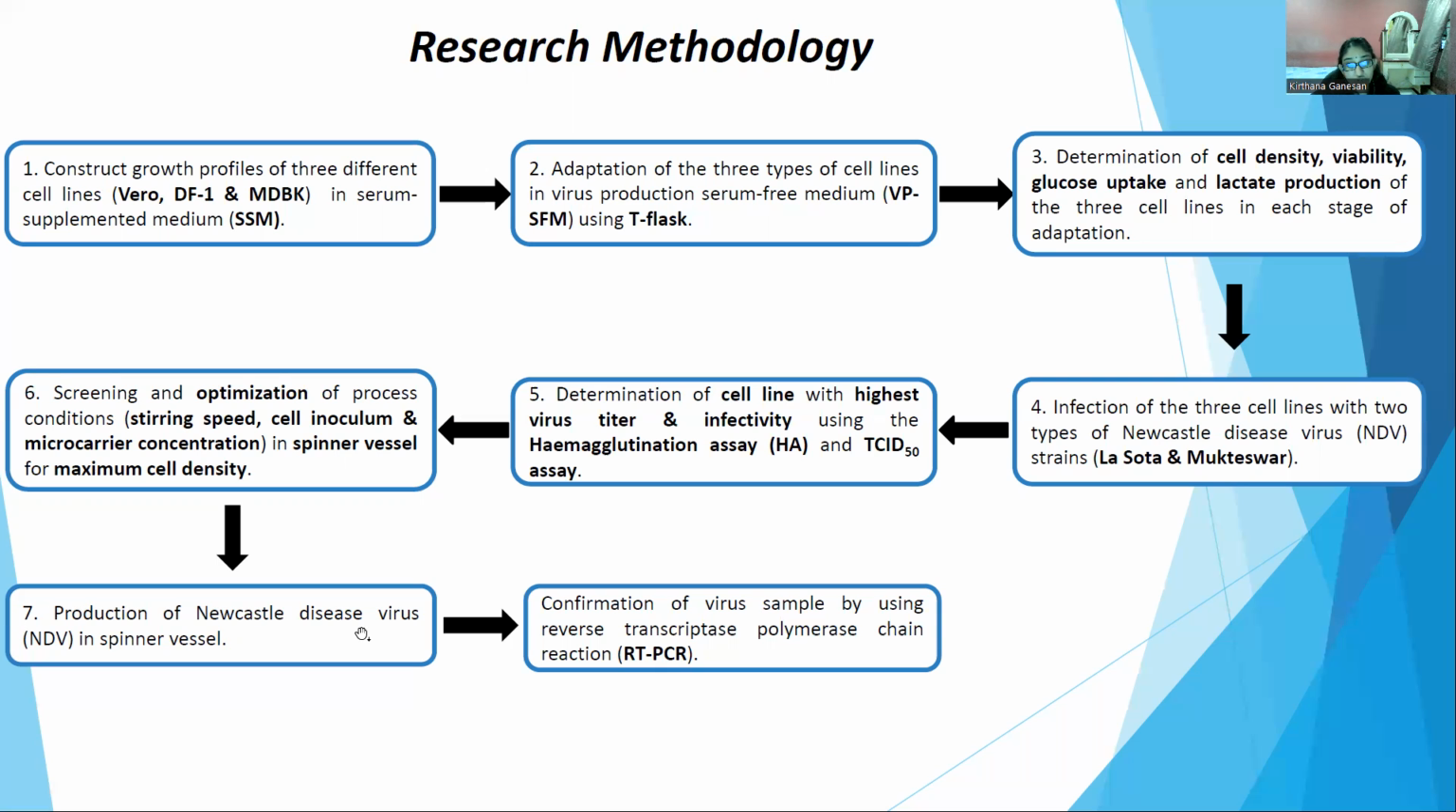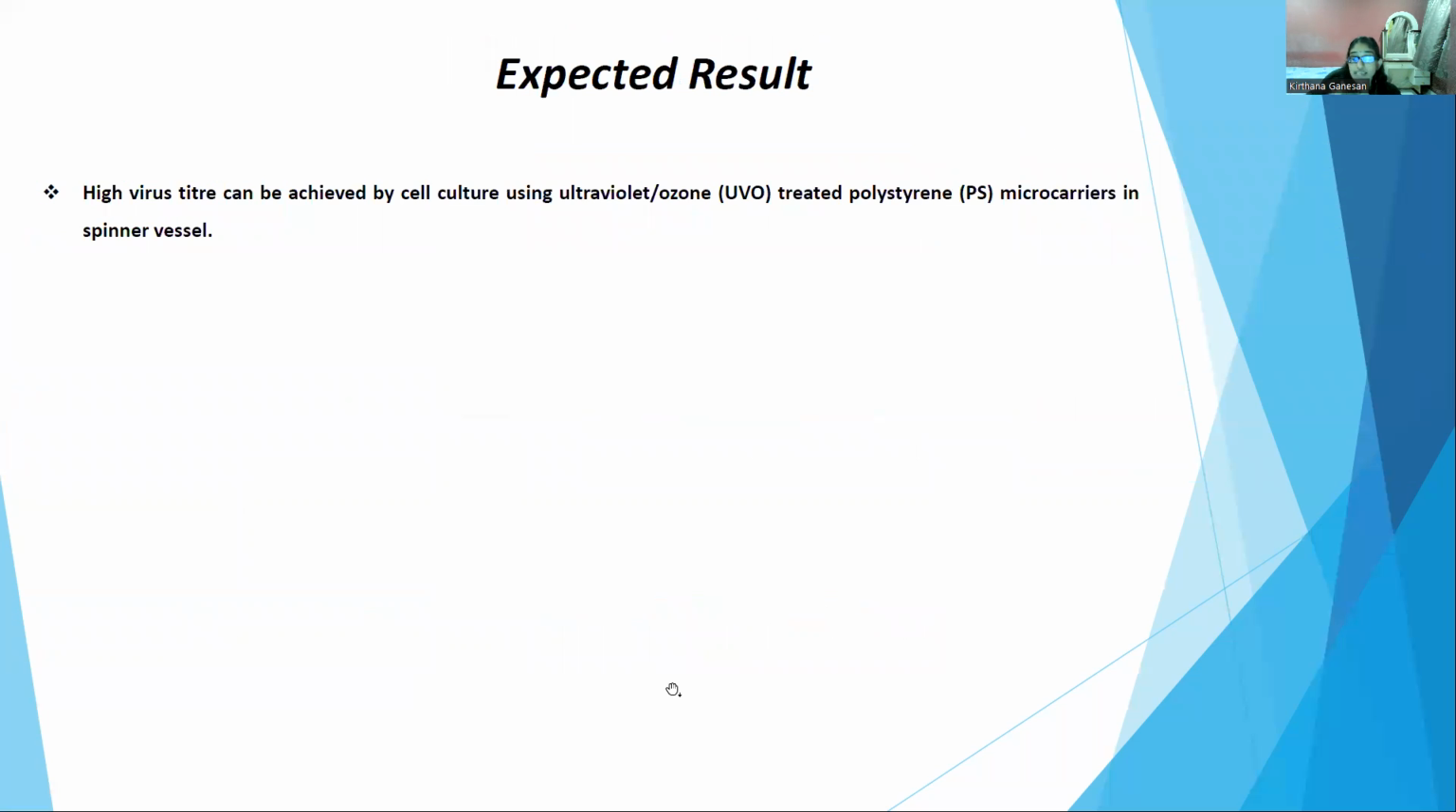Next is the production of Newcastle disease virus in spinner vessel, and finally is the confirmation of virus sample by using reverse transcriptase polymerase chain reaction, which is also known as RT-PCR. Okay, the expected result of my research project is that the highest virus titer can be achieved by cell culture using ultraviolet or ozone-treated polystyrene microcarriers in spinner vessel.